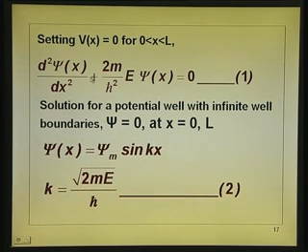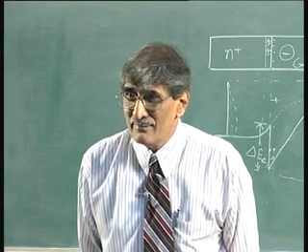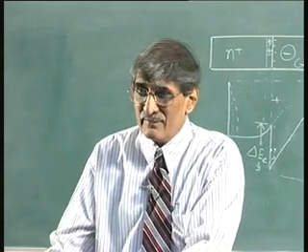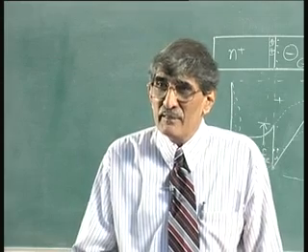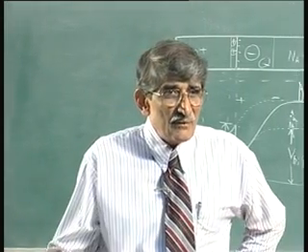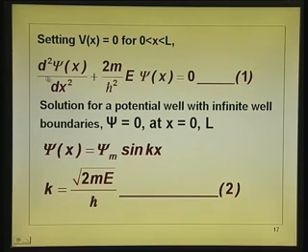So, the solution for that will be some constant into sin kx plus another constant into cos kx. That cos term will be 0, because at x equal to 0 psi should be equal to 0. Otherwise cos kx at x equal to 0 will give 1, and the probability will not be equal to 0. So, even though it is a second order differential equation, the cos term is made 0.